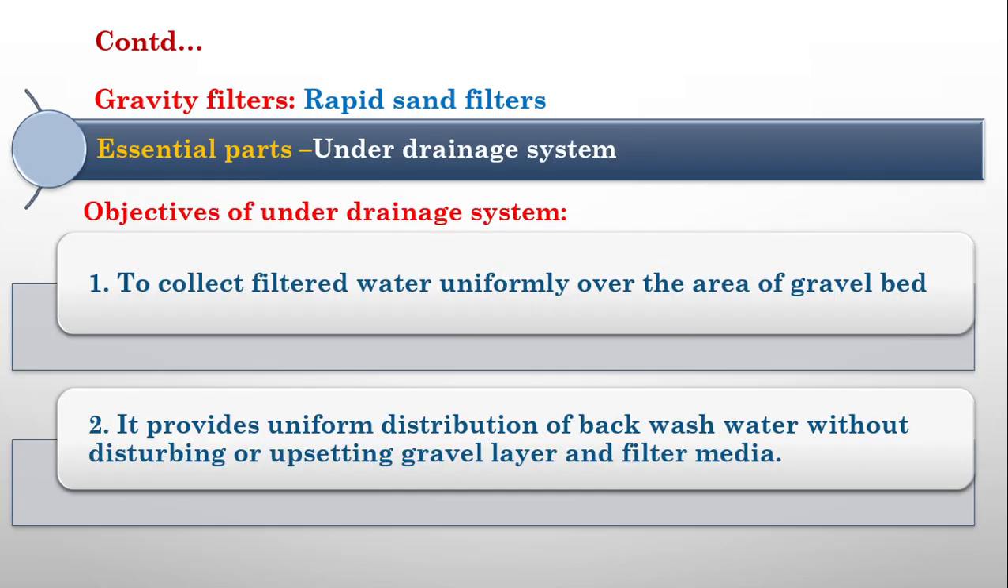Second part is under drainage system. You all know the purpose of the under drainage system: to collect the filtered water and provide uniform distribution of backwash. Backwash is given for cleaning the filter from time to time. So uniform distribution of backwash water. These are the two purposes of the under drainage system.